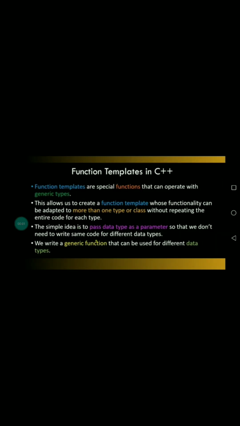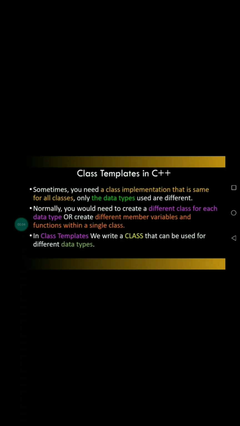The function templates in C++. Function templates are special functions that can operate with generic types. This allows us to create a function template whose functionality can be adapted to more than one type or class without repeating the entire code for each type. The simple idea is to pass the data type as a parameter so that we don't need to write the same code for different data types. We write a generic function that can be used for different data types.